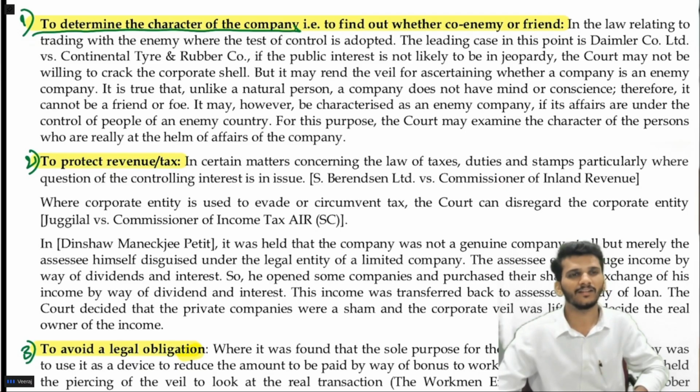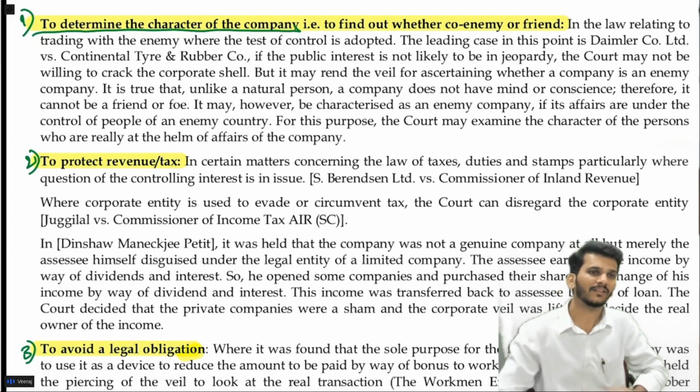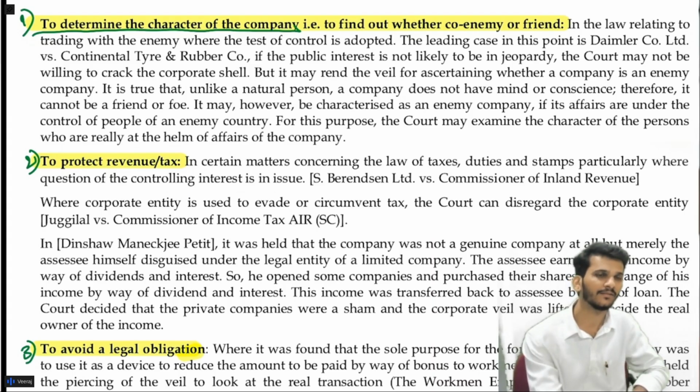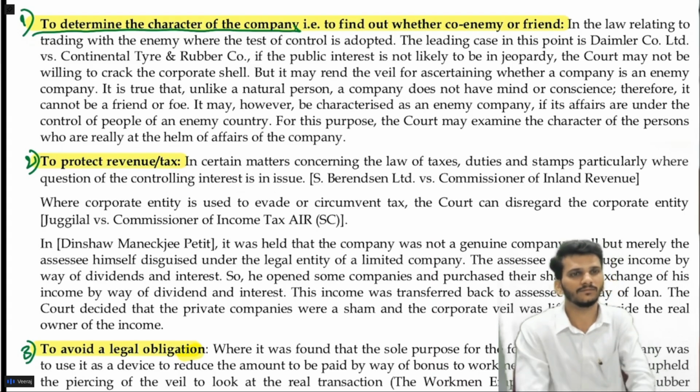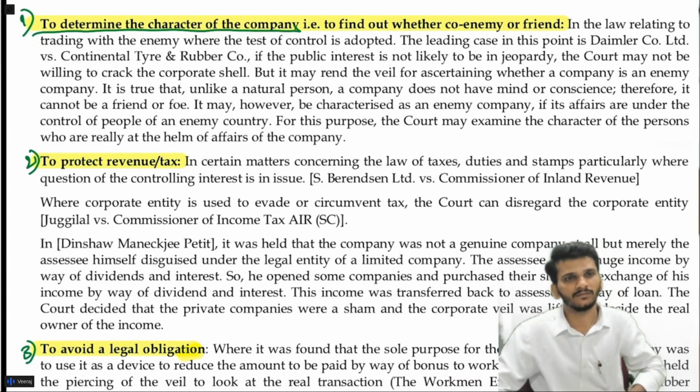To determine the character of the company, that is to find whether enemy or friend, to protect revenue or tax. To avoid legal obligation. Wait, let me tell. Formation of subsidiaries to act as agents. Company formed for fraud or to defeat the law. Okay, that is the sixth category. That's it. Anybody from the boys' side?